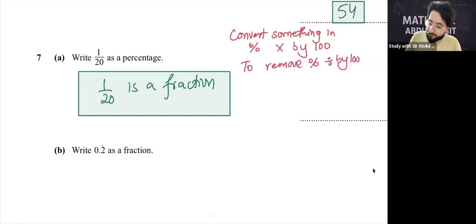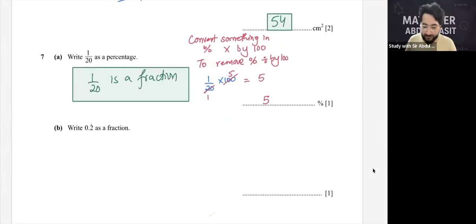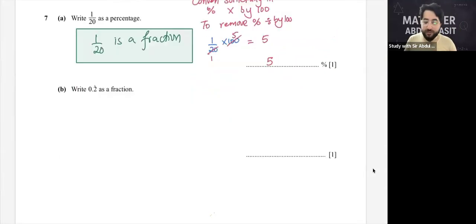So let's do that. 1 over 20 multiply with 100. Now I can cancel 20 and 100. Why? Because 20 ones are 20 and 20 fives are 100, so this is technically 5%, and the percentage symbol is already written over here. Next up is, they say 0.2 as a fraction, but remember one thing, this is going to be like this.